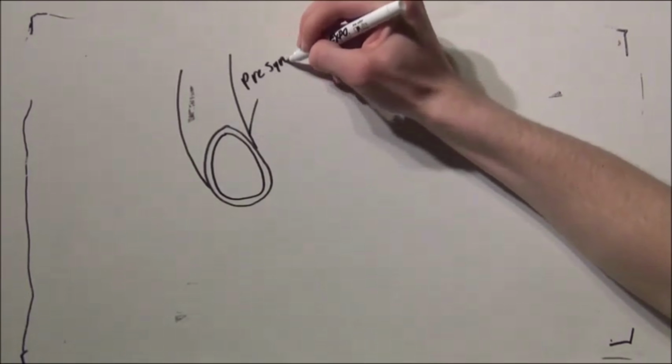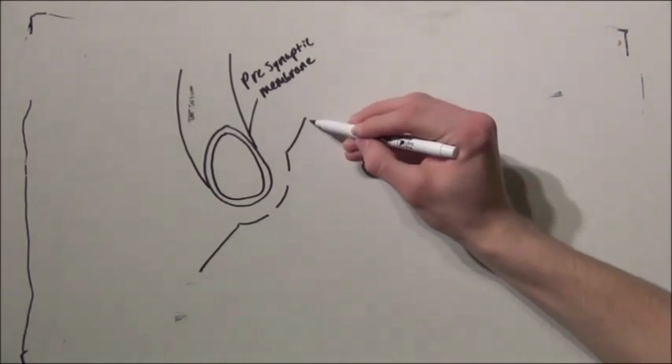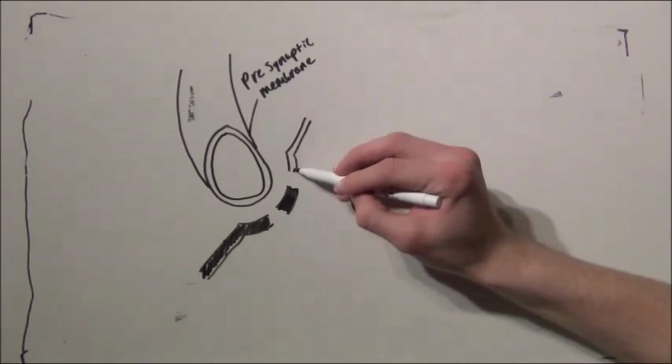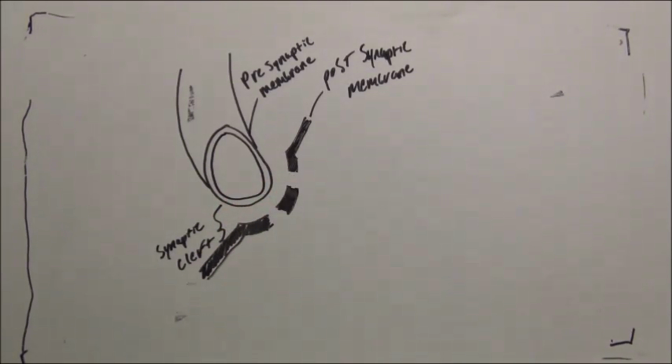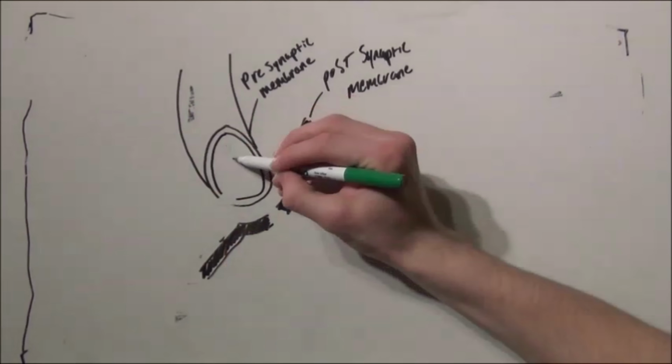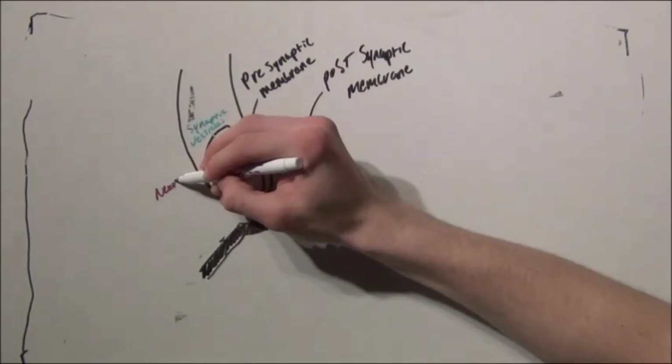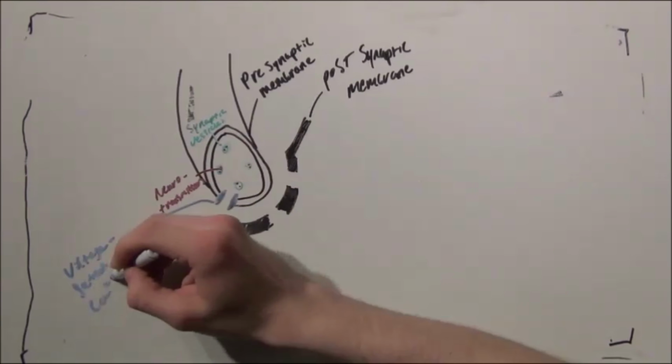Here we'll be able to get a better understanding of what is actually happening in the synaptic cleft. On the left we can see our presynaptic membrane, and on the right we can see our postsynaptic membrane. The space in between them is known as the synaptic cleft. This is where neurotransmitters will cross across to the postsynaptic membrane.